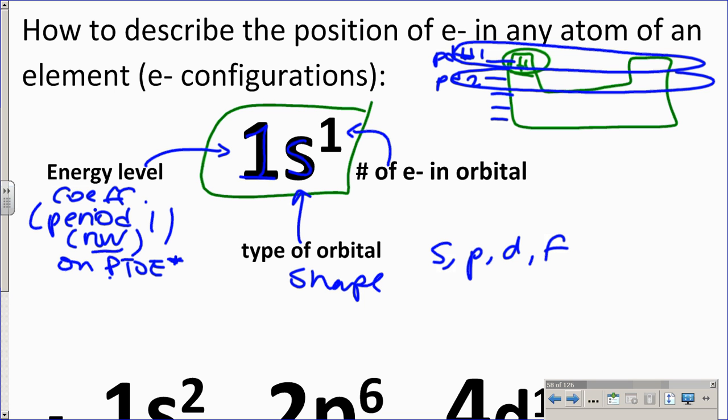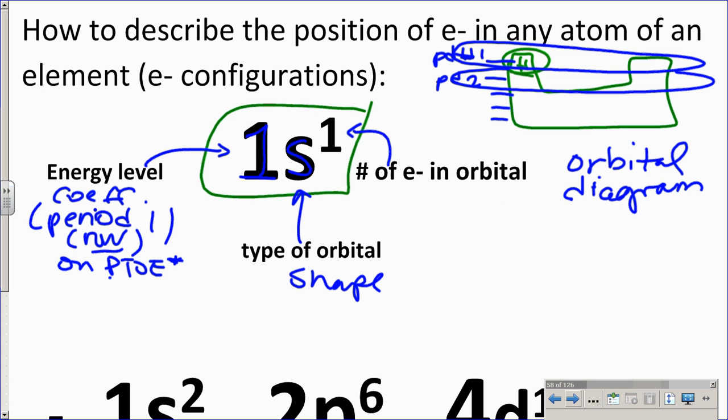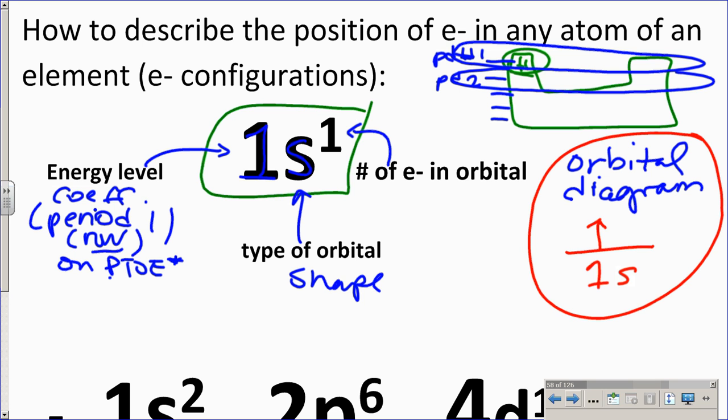Another way to represent this is to actually draw the electron, and it would be represented by something called an orbital diagram. So a diagram usually means picture, right? Usually. So a picture in this case is going to be a really crappy picture, but I'm going to draw it anyway. It looks like this. Line, that line means orbital. Which orbital? It's the 1s orbital. How many electrons are in my 1s orbital? 1. Remember, we draw electrons as arrows. So this is the orbital diagram for hydrogen.